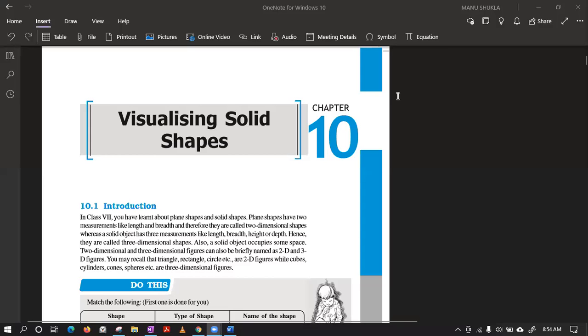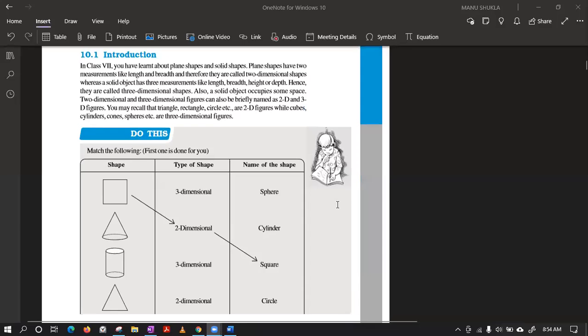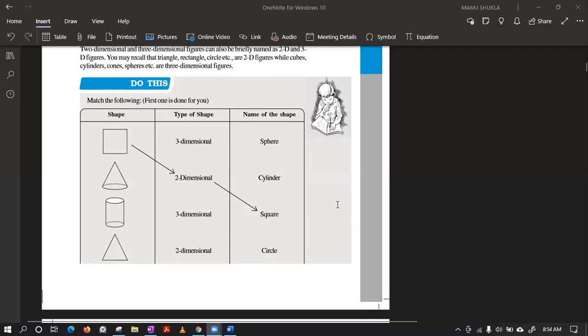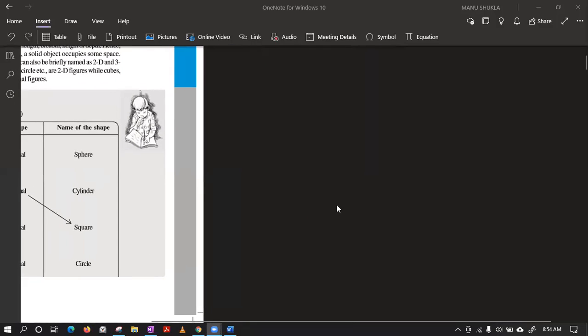So good morning everyone. Today we'll start chapter number 10, visualizing solid shapes. First we have the introduction. In the introduction, we have already seen three kinds of figures: 1D figures, one dimensional figures, two dimensional figures, and three dimensional figures.